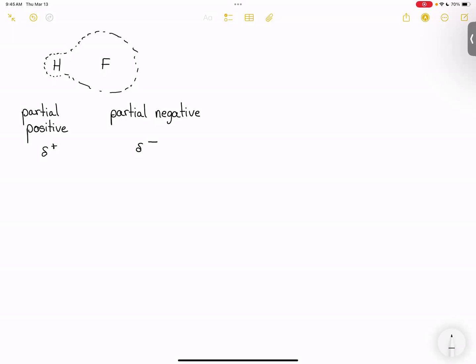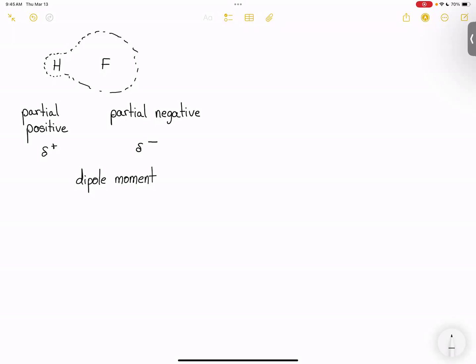The other way we represent these bonds is with a dipole moment. Let's break this word down for a moment. Dipole. Di means what? Two poles. You've got a positive and you've got a negative pole, like in a magnet. Now, the dipole moment is illustrated with an arrow, which I've already shown you.